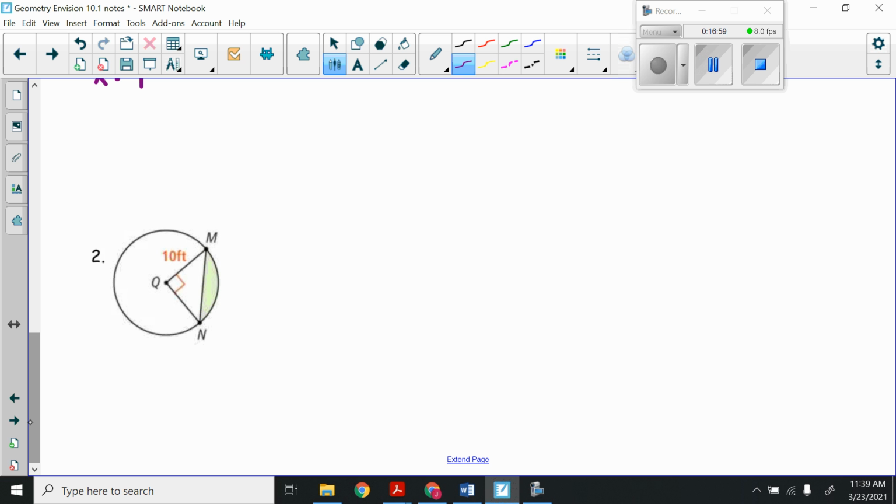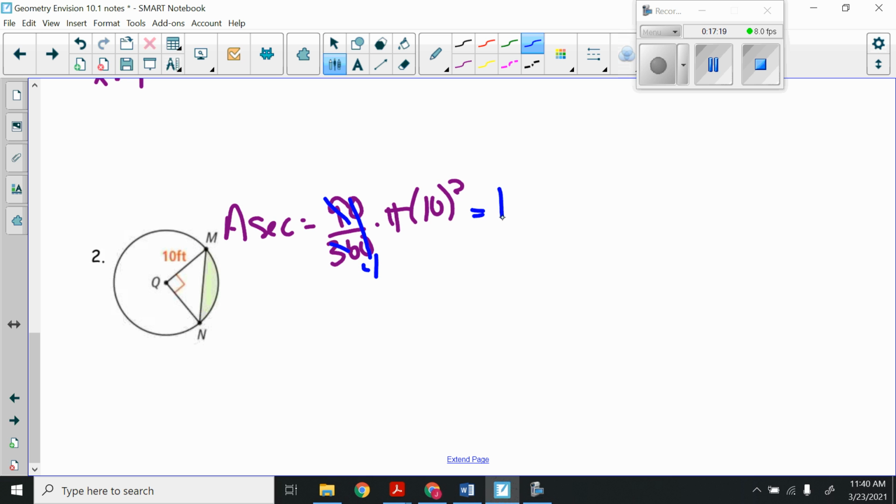Let's do another one of those. So again, we're first going to find the area of the sector. This is marked 90, so that's going to be 90 over 360 times pi times 10 squared. Those cancel. My 9 goes into my 36 4 times. So I have 100/4 pi, which is 25 pi.